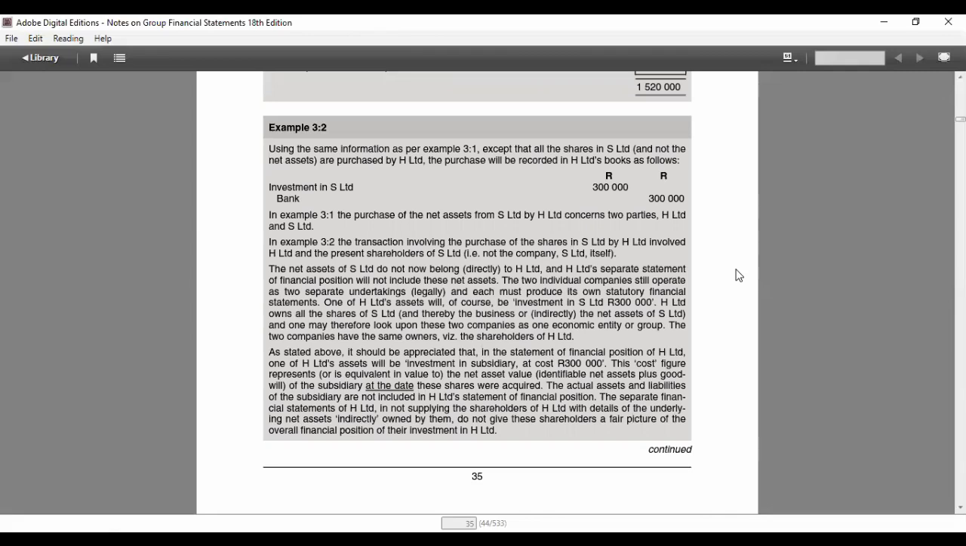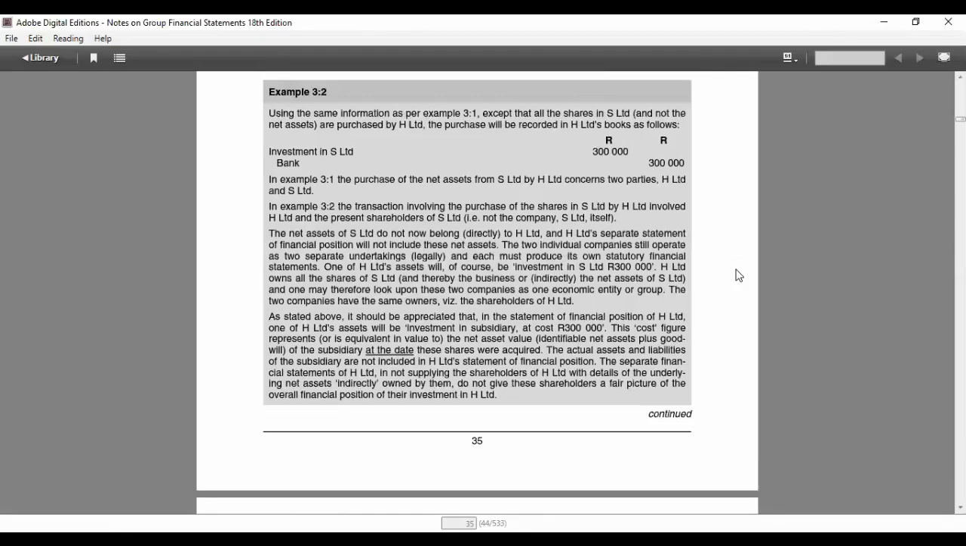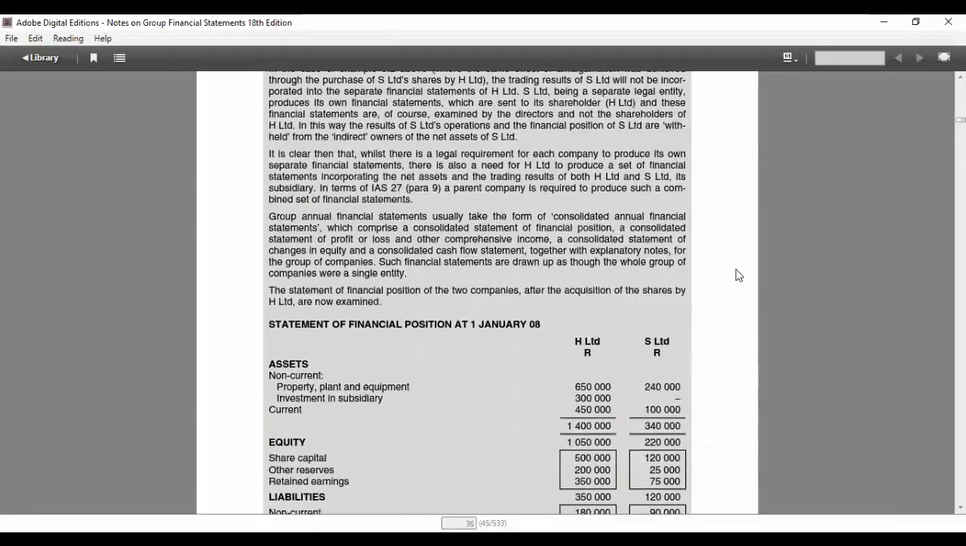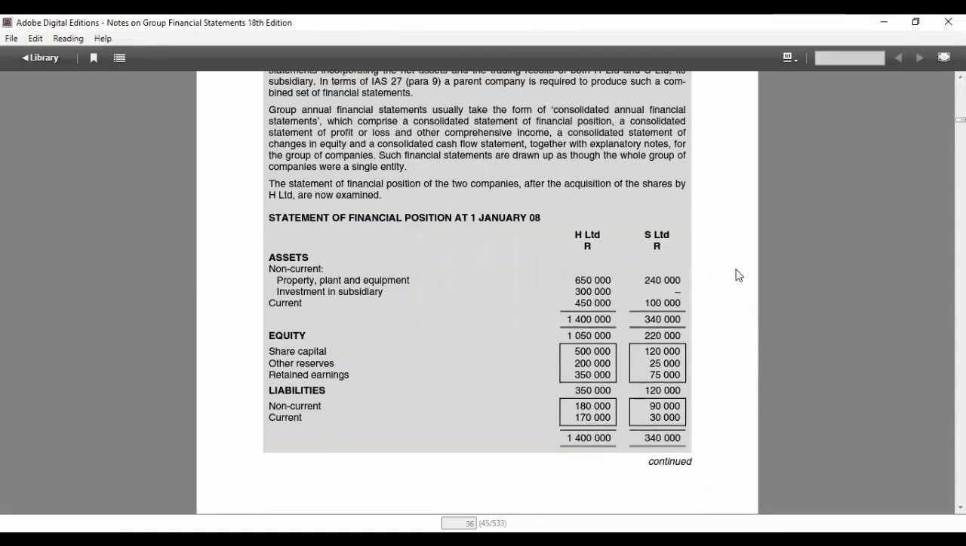So now we would be in a position where we need to consolidate because we have a parent, which is H. They have a holding in S. It's 100% share, so they do have control of S, and we therefore need to perform a consolidation. If we have a look, there's our statements of financial position of H and S, exactly the same as what we had prior to us acquiring S. The difference now is we have acquired shares. So you can see under the non-current assets, we have this investment in S, the 300,000.